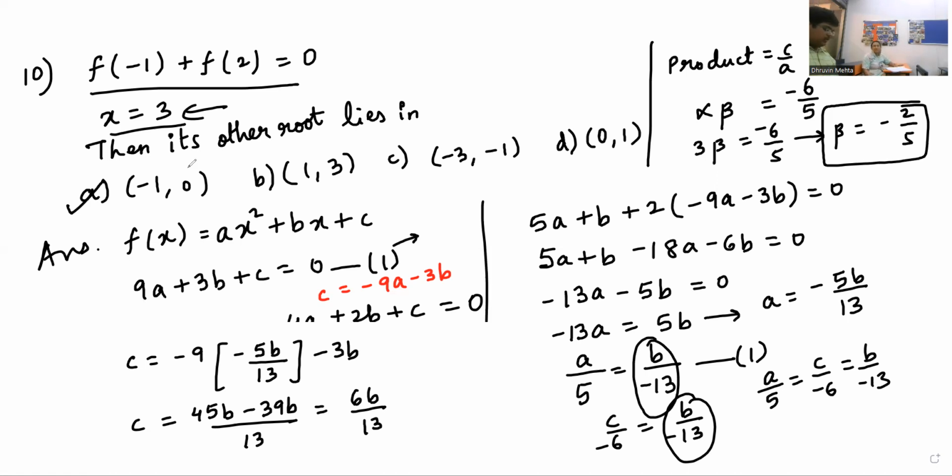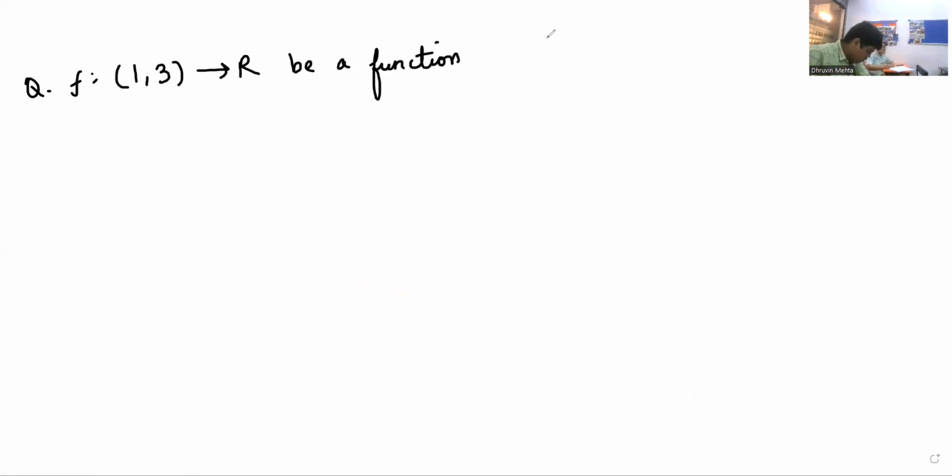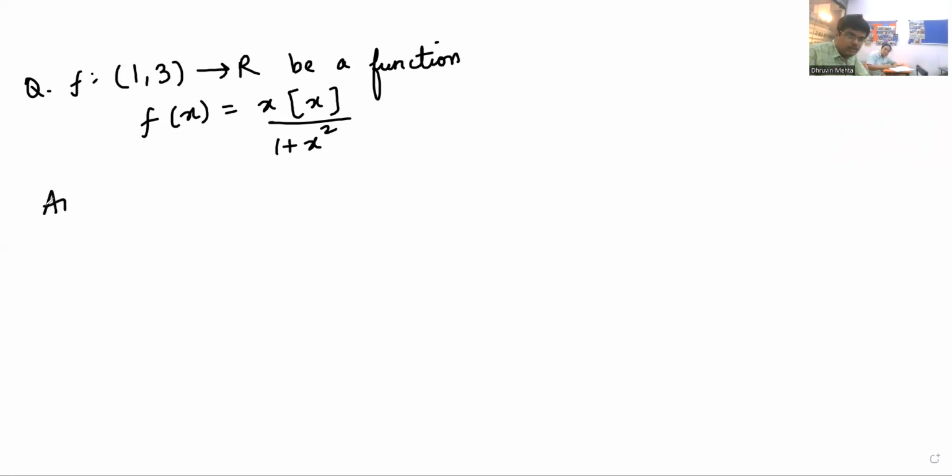This was, by the way, the 2020 version. And the next one is also the 2020 version. So let f from [1, 3] to R be a function defined by f of x equal to x into the greatest integer function of x upon 1 plus x square. We have to find the range of this. I'm not writing the options. We have to find the range.